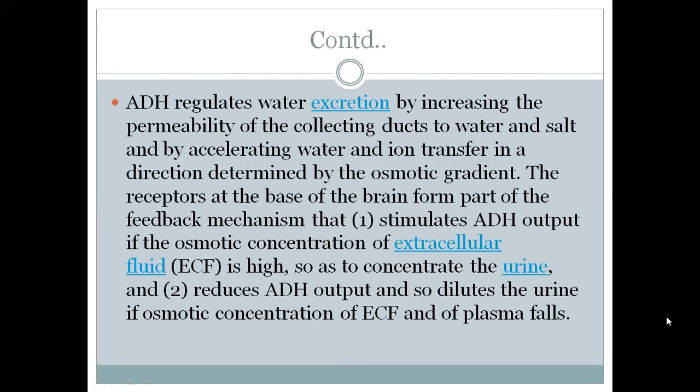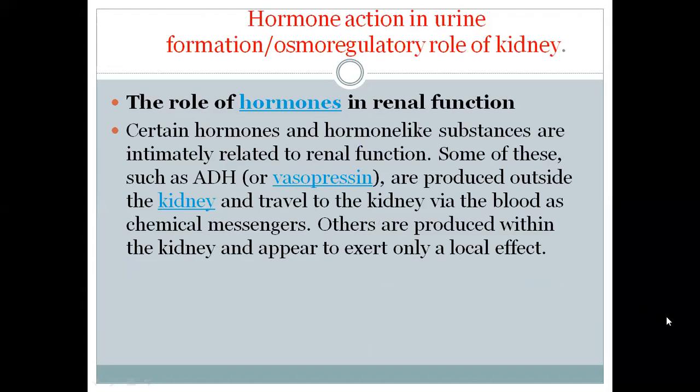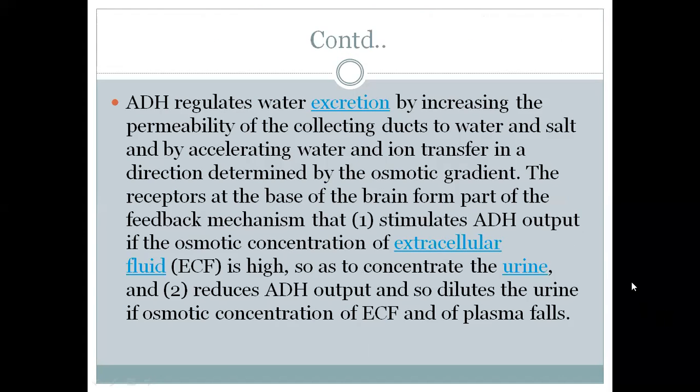Now let us go back to this slide. Antidiuretic hormone regulates water excretion by increasing the permeability of collecting ducts to water and salt, and by accelerating water and ion transfer in a direction determined by the osmotic gradient.